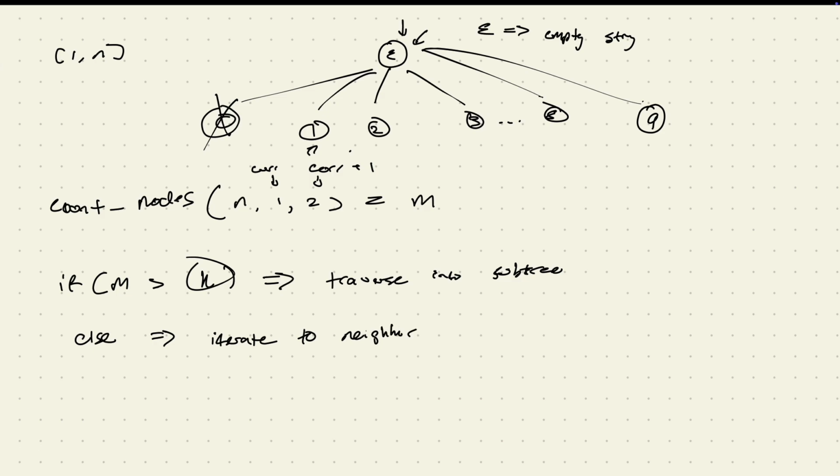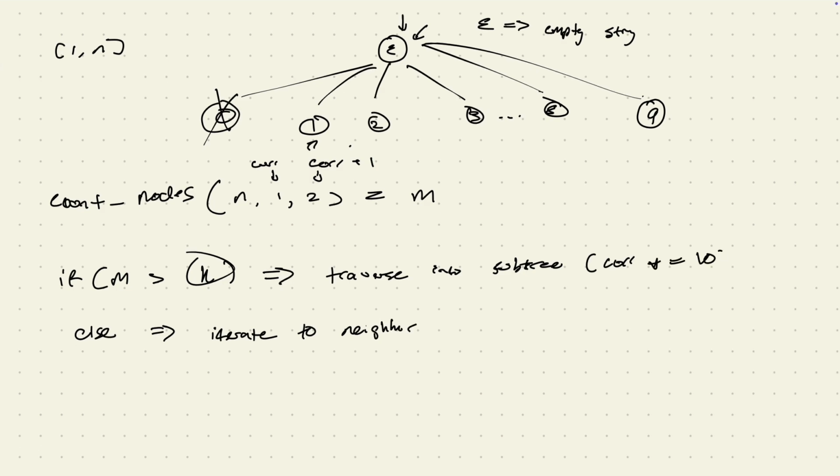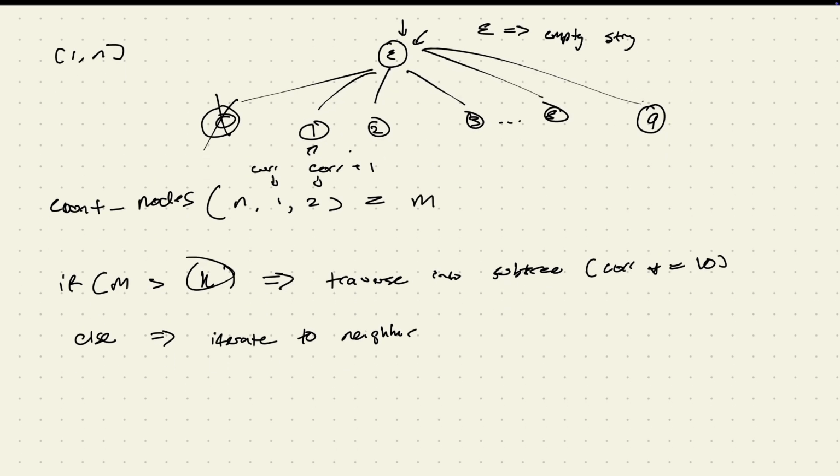How do we traverse a subtree? It's just cur. We just multiply it by 10. We just add a 0, right? We just add a 0 to get into the subtree. Else we iterate into the neighbor. This is just cur plus 1.